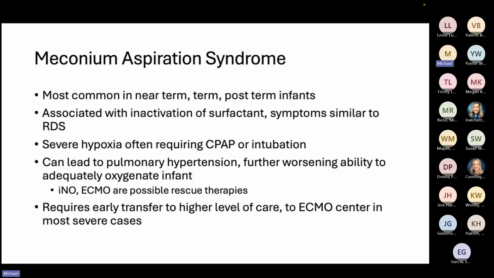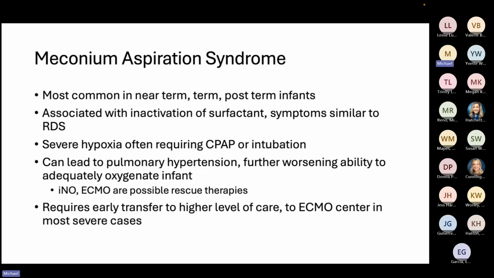Another common respiratory syndrome that we see on transport is meconium aspiration syndrome. It is most common in near-term, term, and post-term infants. It is associated with inactivation of surfactant, and the symptoms are very similar to RDS. The most prominent symptom is almost always severe resistant hypoxia. So no matter what you do for the infant, they remain profoundly hypoxic. That should lead you to highly consider a possible meconium aspiration.